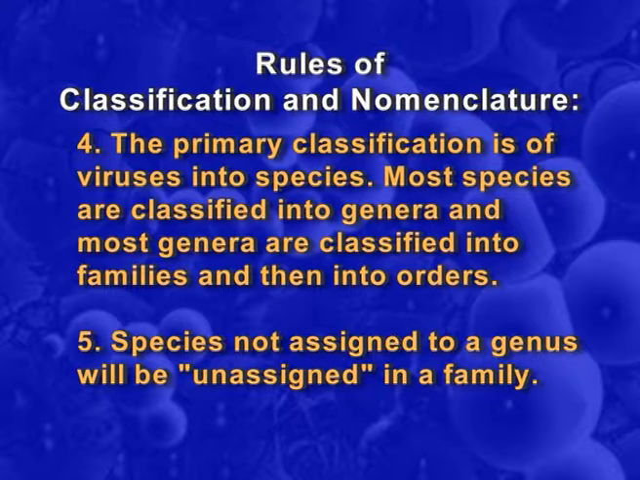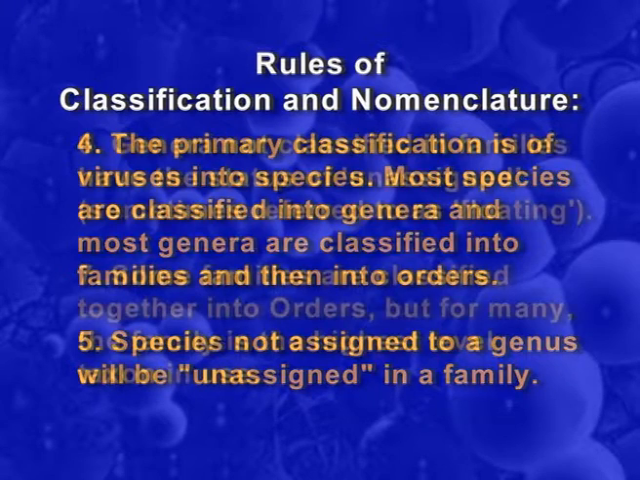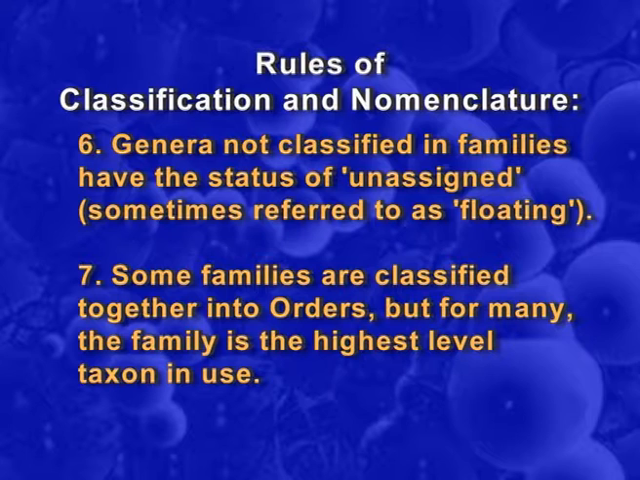So herein we can see that if a species is not getting entry into a proper genus, but it has got entry into a family, then it is called an unassigned virus existing in a family. There are cases wherein we have seen that certain genera could not be placed into families. So they are called floating creatures. Next, we have seen that some families are classified together into orders, but for many, the family was supposed to be the highest class of classification.